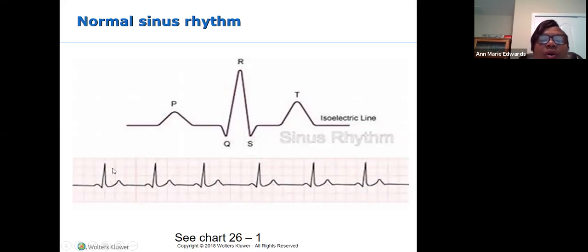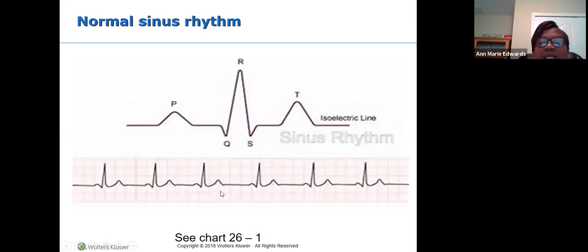So this is your normal sinus rhythm. And if you look at this one, you see it flowing normal. We do have our P wave before our QRS, followed by our T wave. Then you have your P wave again, your QRS, and your T wave. Your P wave, your QRS, and your T wave going right across. So that's what we call a normal sinus rhythm.